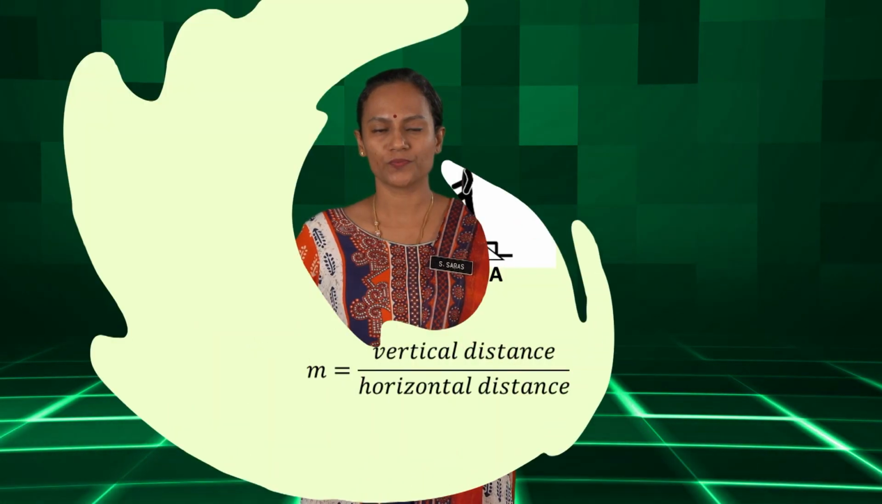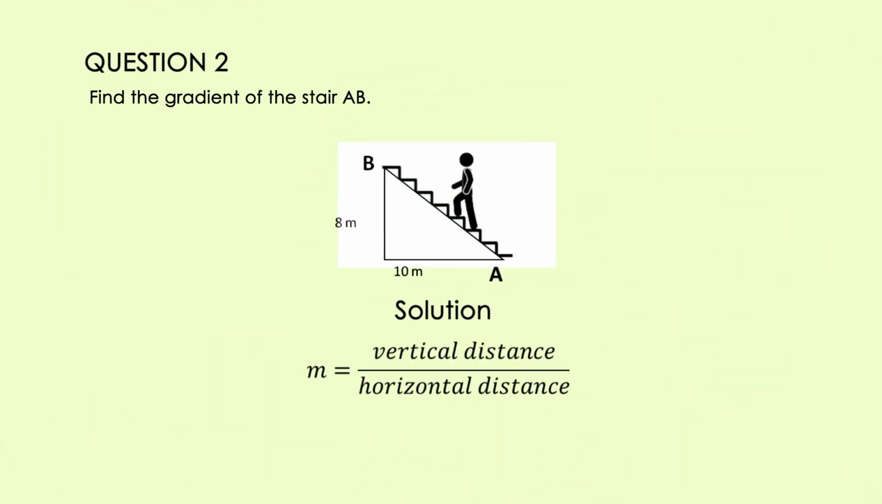Let's continue further. Question 2. Find the gradient of the stair AB. Again, from the diagram, we can find the vertical distance of the line, which is 8, and horizontal distance would be 10. Using the formula of ratio, m equals 8 over 10, and we simplify it to 4 over 5. The gradient is 4 over 5.